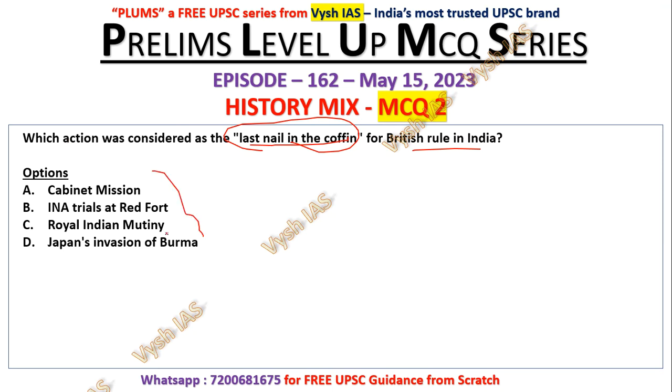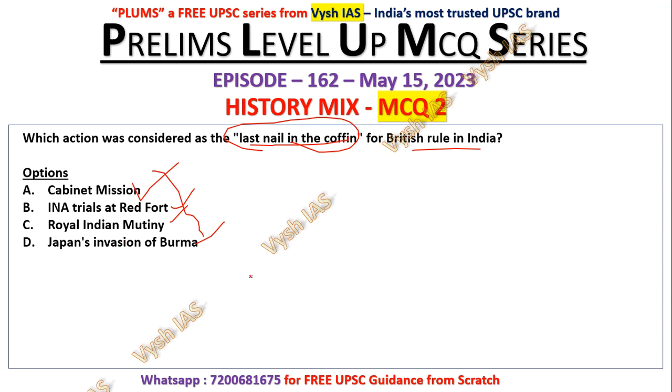And each thing, okay, this Red Fort trial was asked in 2018 prelims. Royal Mutiny was already asked. Japan's invasion of Burma is asked. Cabinet Mission is asked at least 5 times in prelims. So these things and all should be by heart. Okay, any time in the middle of the night I come and ask you also, you should be able to tell by heart all these things with the timeline, with the personalities. That is the sign of a very true aspirant.